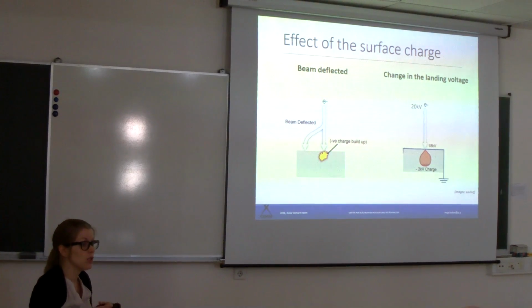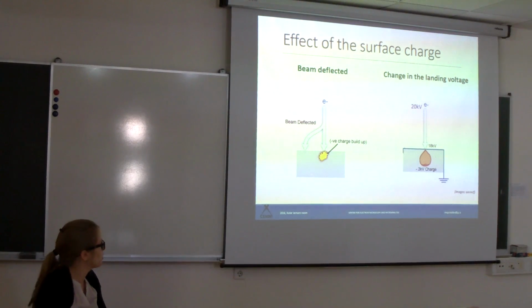Or the other thing that's really important, you can reduce the landing voltage. So if you put 20 kV on the incident beam, because of the charge effect, you will have a reduction. If you have a charge build-up here, the negative charges will slow down the electrons, and you will get 18 kV landing voltage. And we will also explain how Inca can say this is happening. It can open a pop-up window, but I don't think anybody uses it.